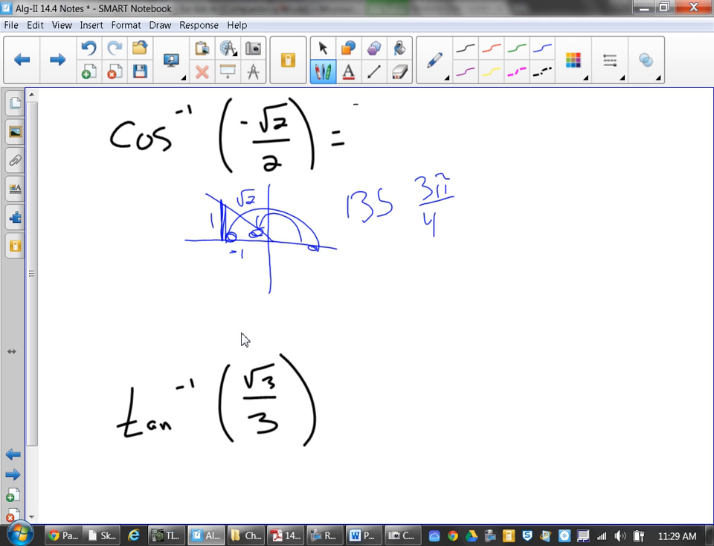Same idea with the root 3 over 3 for the tangent. What angle has a tangent value of root 3 over 3? Well, it's a positive tangent value, which means we're going to be in the first quadrant. And remember, tangent can be opposite over adjacent. It's going to be your 30 degree because it's going to be 1 over root 3. So my angle that has that would be pi over 6. Oh, so for that one you don't do that. Okay.